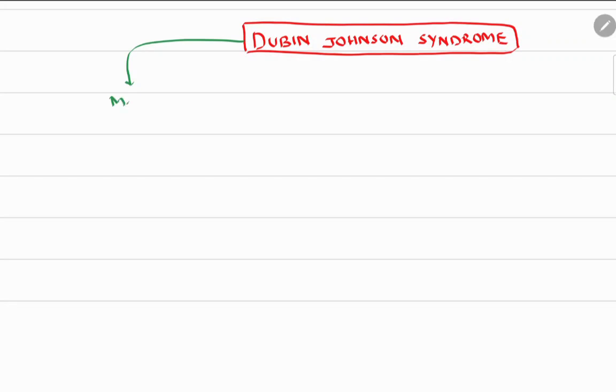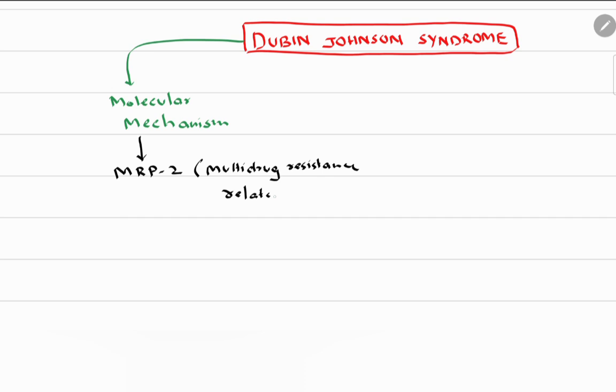Today's topic is Dubin-Johnson syndrome. Coming to the molecular mechanism of Dubin-Johnson syndrome. In Dubin-Johnson syndrome, there is a defect in MRP2. MRP2 is a multi-drug resistance related protein. It is also called CMOAT or multispecific organic anion transporter.